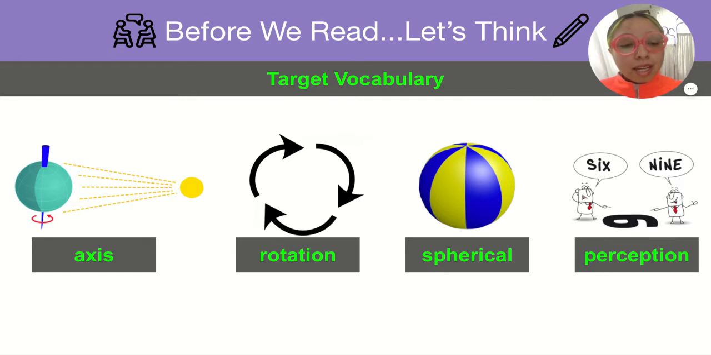Perception. This is the way that we understand and we interpret something. In this example, you see where the 6 may look like, this form may look like a 6 to one person, but a 9 to the other. Depending on where you are standing, this is your perception of the object. In the same way, we are going to look at how light and darkness are perceived depending on where you are on the Earth.